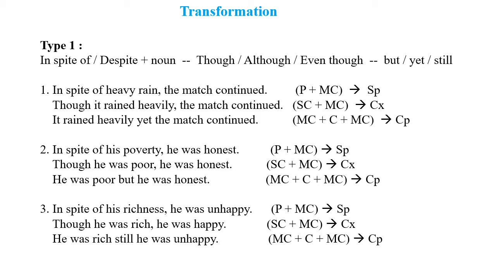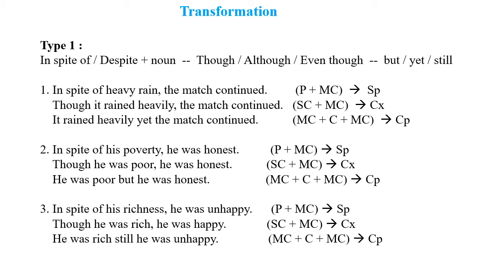In spite of heavy rain, this is a phrase. The match continued is the main clause. While changing this sentence into complex, we have to remove in spite of. We have to introduce the subordinating conjunction though and a subject it, verb rained, heavily. Now we are getting the subordinate clause, and the match continued is the main clause. Then remove though and put yet, and we'll get the compound sentence.